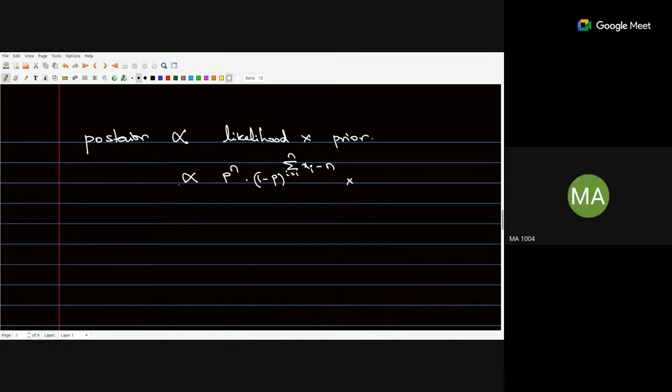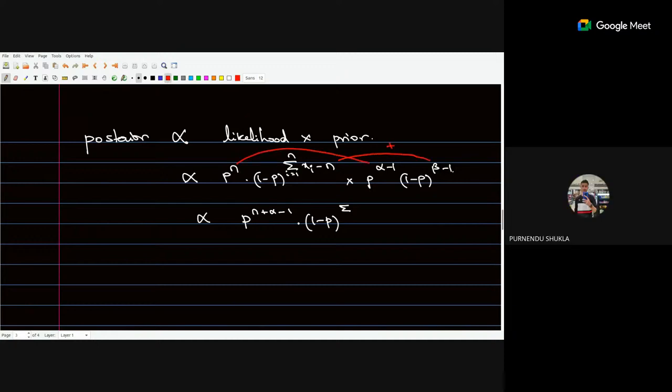I don't need the constant, I just need the p terms. The p terms are p power alpha minus 1 and (1 minus p) power beta minus 1. Again you see p and p, same base, so add the powers. We get p power n plus alpha minus 1 times (1 minus p) to the power summation i equals 1 to n of xi minus n plus beta minus 1. Till here it's okay, right?